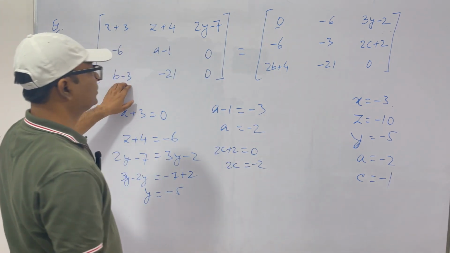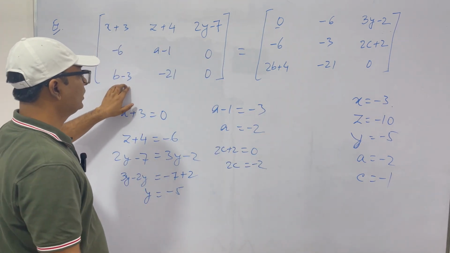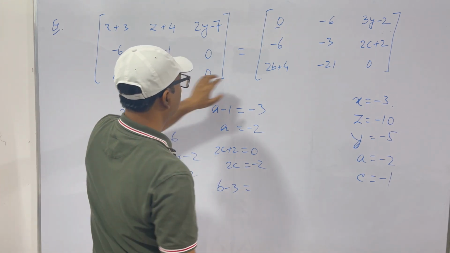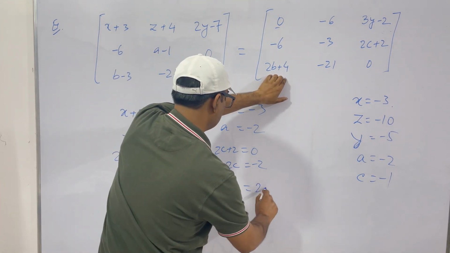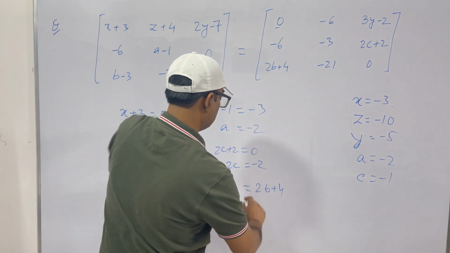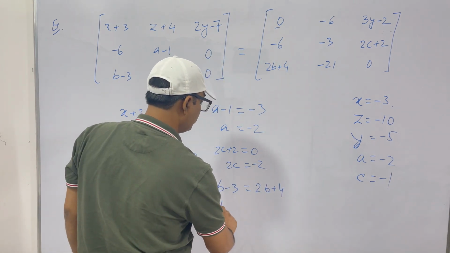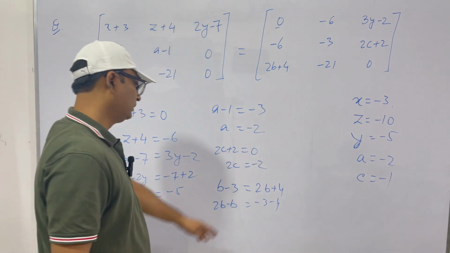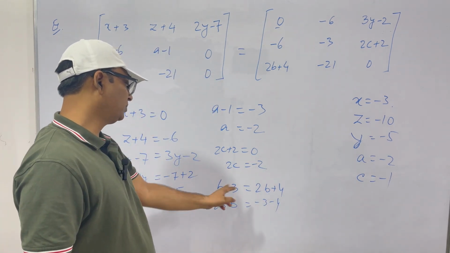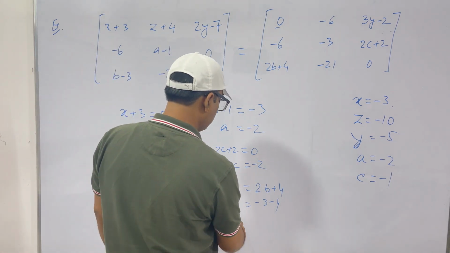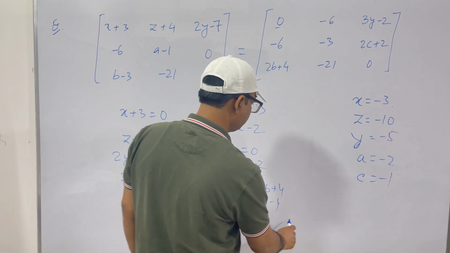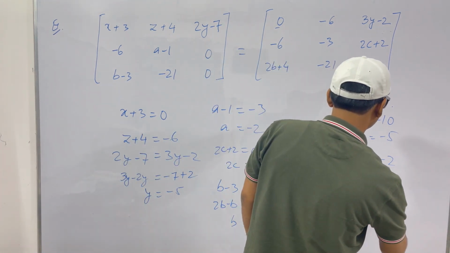Then we have b here. So b minus 3 is equal to 2b plus 4. This side it goes, we'll have 2b minus b is equal to minus 3 minus 4. Clear? Minus 3 minus 4, 2b minus b. So b is equal to minus 7. So we have b equal to minus 7.